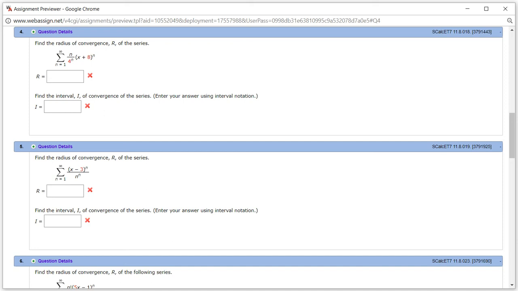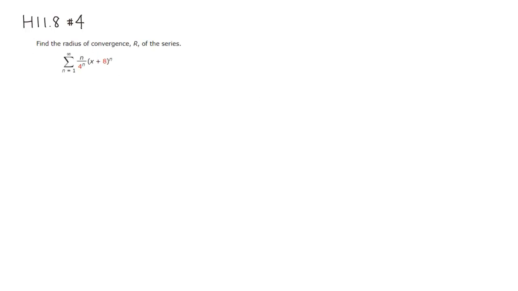All right, let's look at the homework 11.8, problem number 4. Let's find the radius and interval of convergence of this given power series. I'm going to do a ratio test.